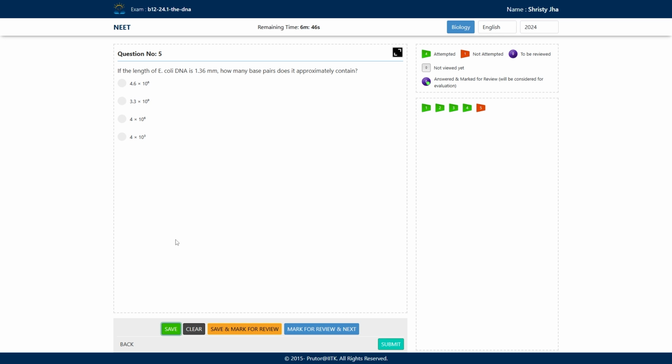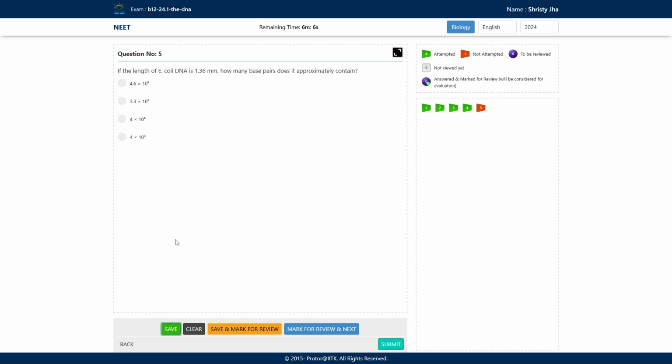So how can we calculate the length of any DNA? We can calculate the length of the DNA by the number of base pairs it has times the distance between those base pairs. So we know the length here is given as 1.36 millimeter. If you want to convert millimeter into meter, it will be 1.36 into 10 to the power minus 3 meter. So the length will be 1.36 into 10 to the power minus 3 meter.